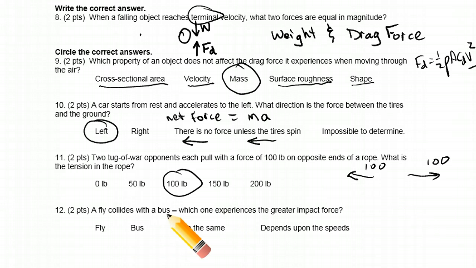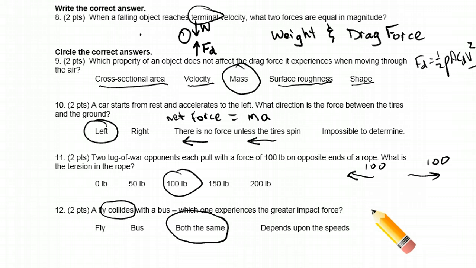A fly collides with a bus. Which one experiences the greater impact force? Okay, so don't get force and acceleration mixed up. The collision means that there's going to be equal and opposite forces. They're both going to be the same.